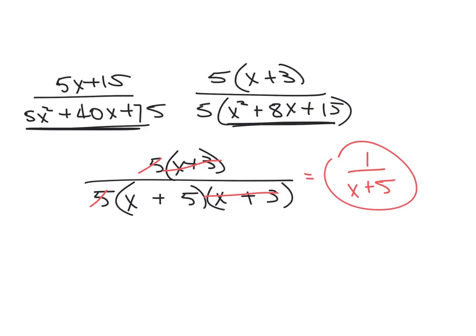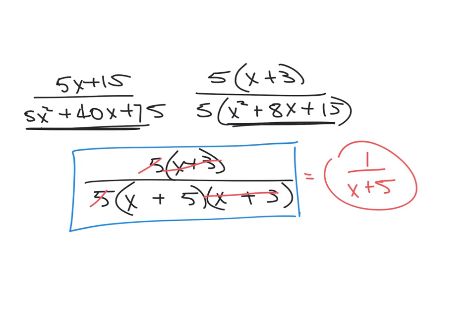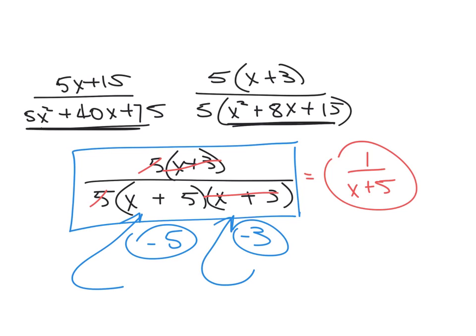Then it says specify any restrictions. So I'm going to look back at before I canceled and find out what x cannot be. Alright, x cannot be -5 or -3. So those are the two numbers that x cannot be when I look here. It can't be -5, can't be -3, because that would make this bottom here 0, and I can't have that.